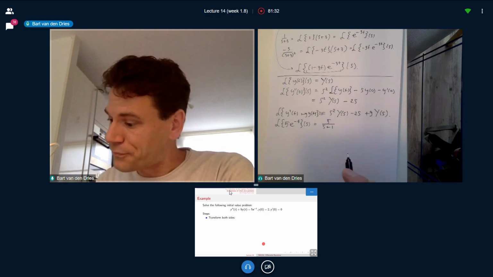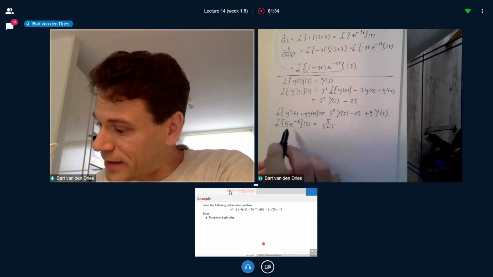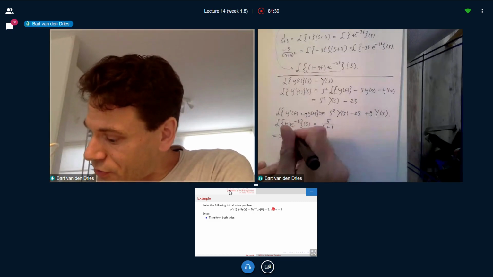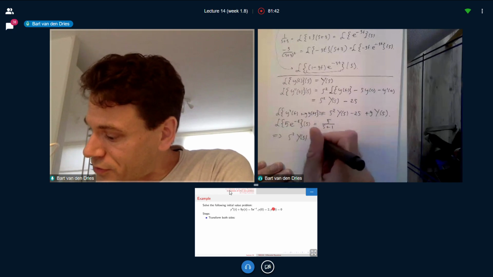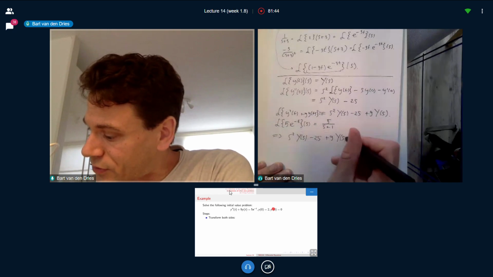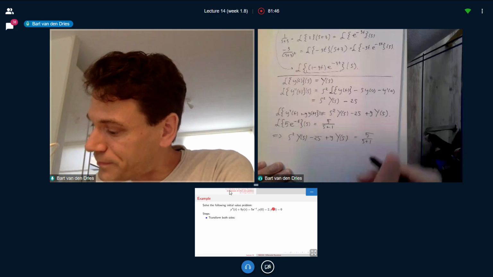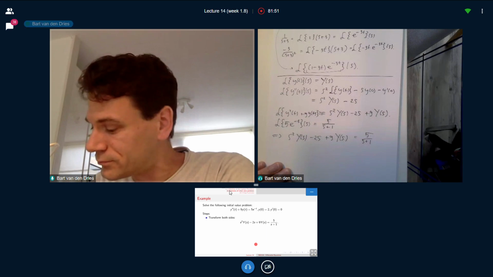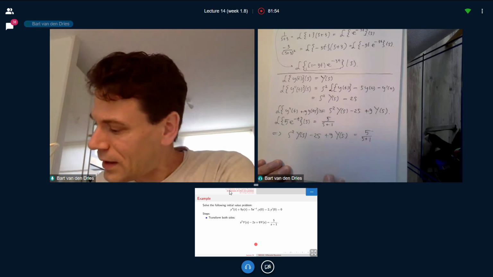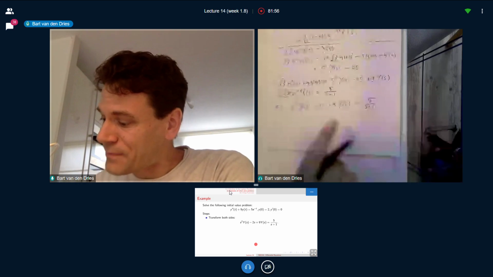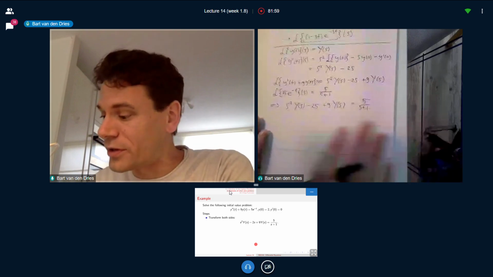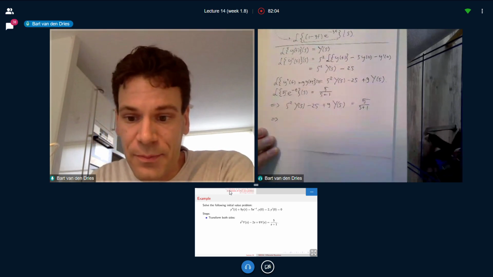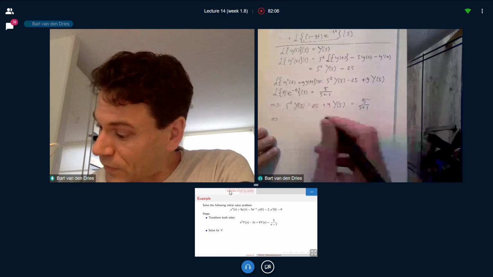Now we have to equate those, because left-hand side is equal to right-hand side. So we get that s squared capital Y of s minus 2s plus 9 times capital Y of s is 5 divided by s plus 1. That's a transformation of both sides. Great. Now, this is no longer a differential equation. It's an ordinary equation and we can simply solve it for capital Y. That's the next step, solve it for capital Y.